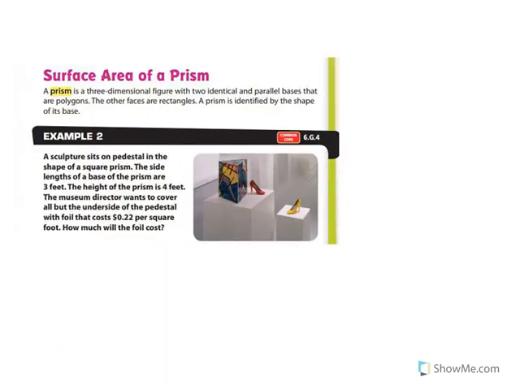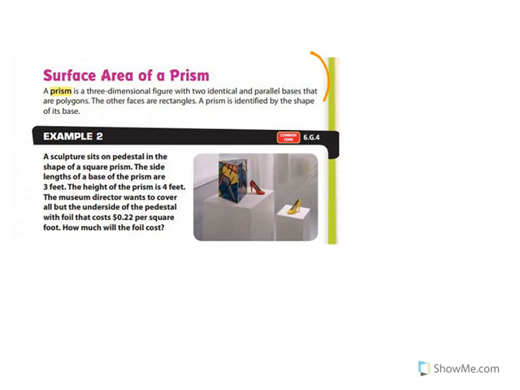All right, let's look at this one now. This is going to be surface area of a prism. A prism is a 3-dimensional figure with 2 identical and parallel bases that are polygons. The other faces are rectangles. So it's going to depend on what the shape of the base is. A prism is always defined and identified by the shape of its base.